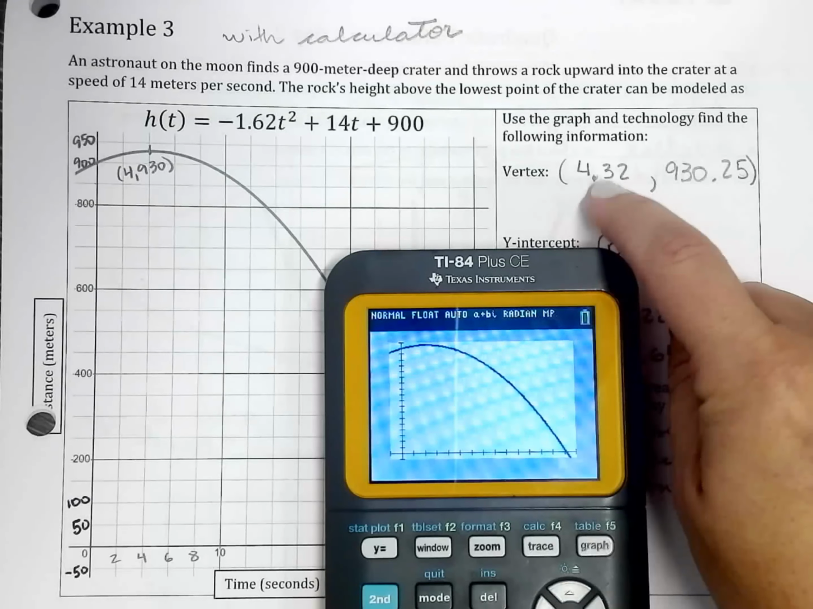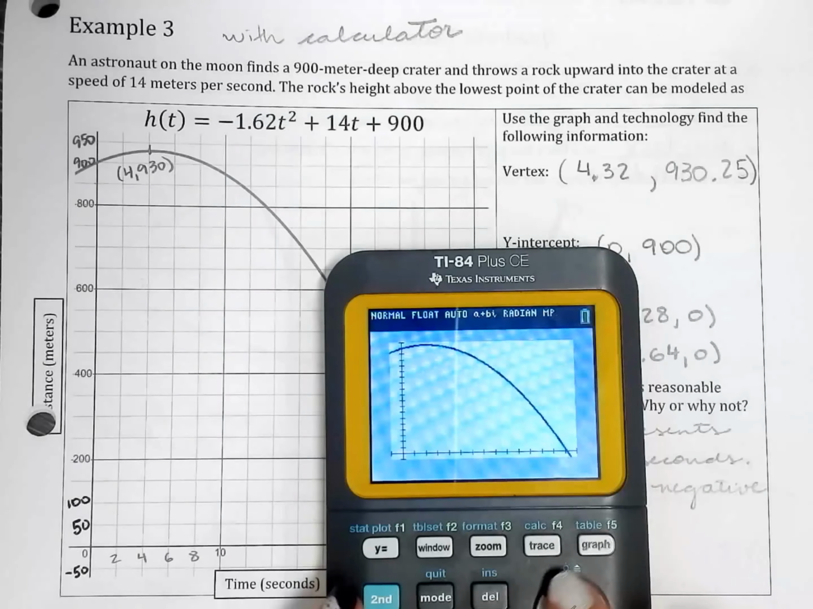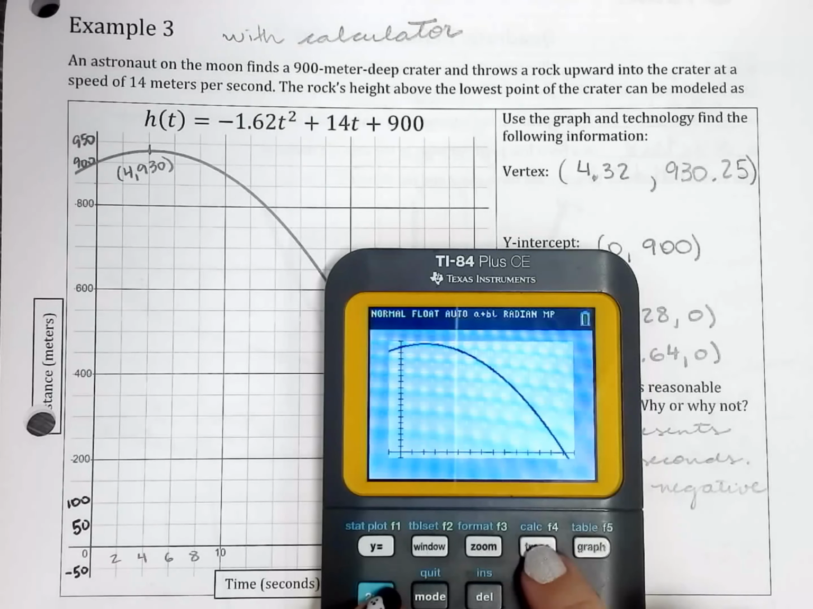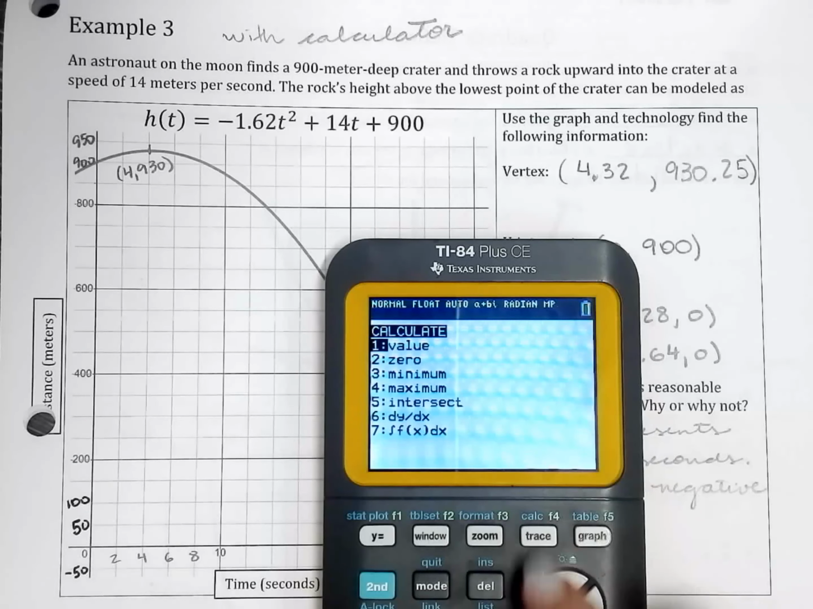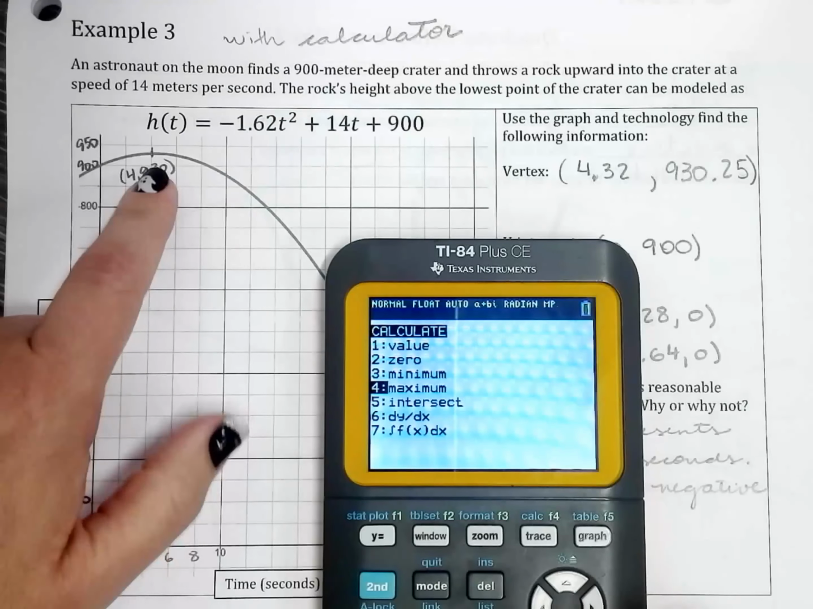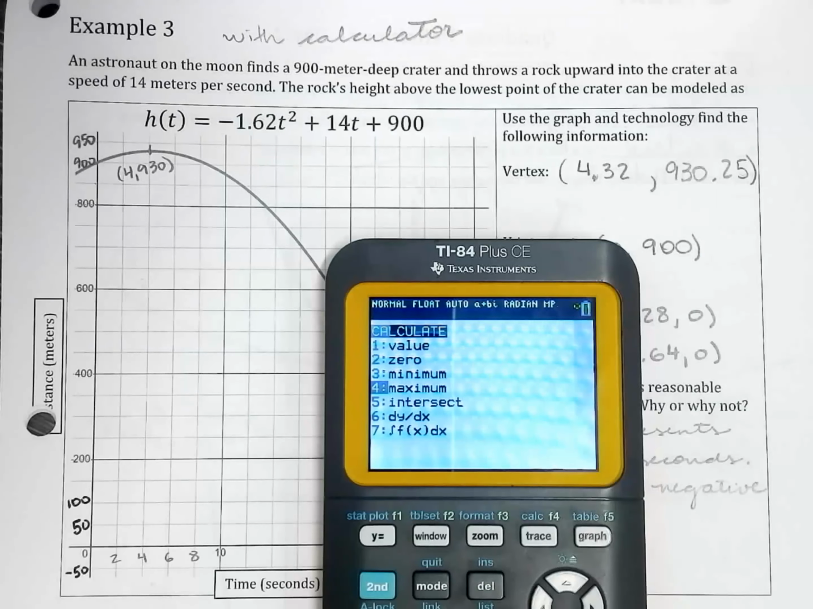So the first thing we need to find is the vertex. You're going to go second calculate. That's the one in blue, but it's the trace button. So second calculate, it's a maximum value. So you're going to go maximum.